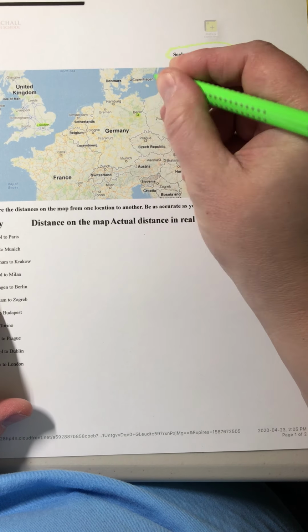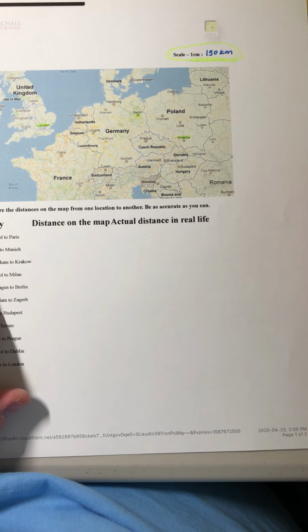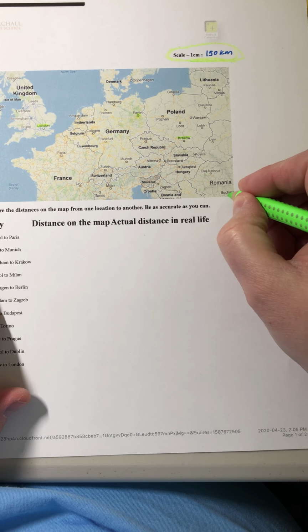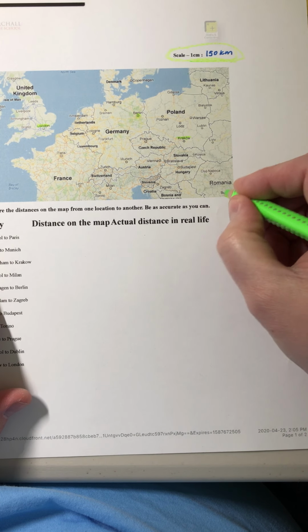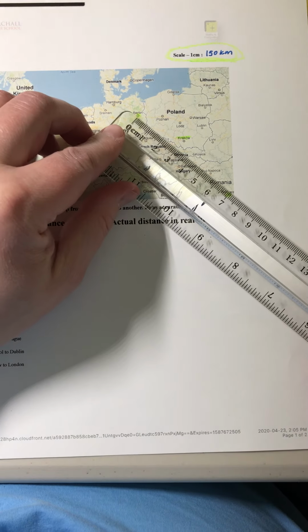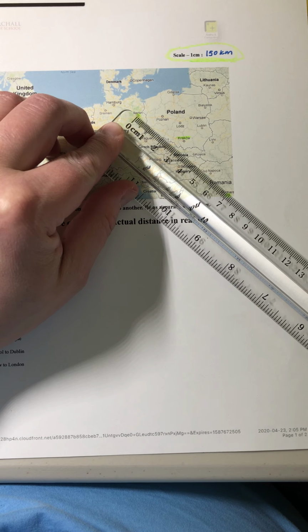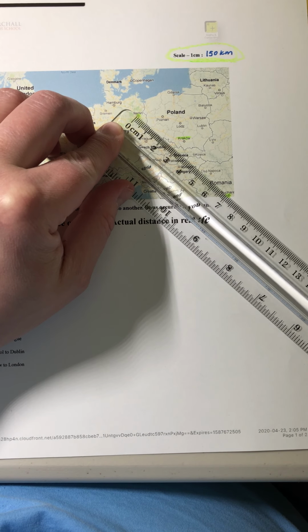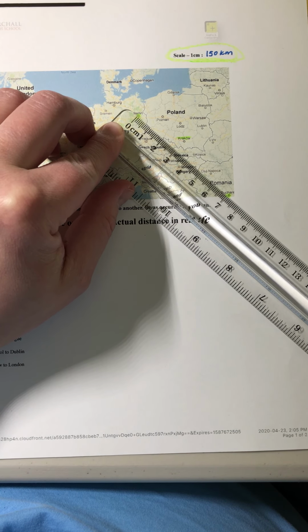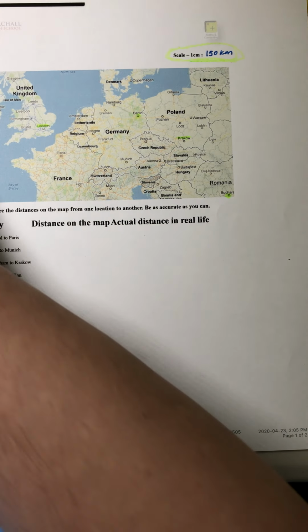All right, let's do one more example on this one. Berlin, capital of Germany, to, this is Bucharest, down in Romania, the capital of Romania. So we're measuring, make sure your zero's lining up with Berlin. And then we go to Bucharest, which is about 7 centimeters.